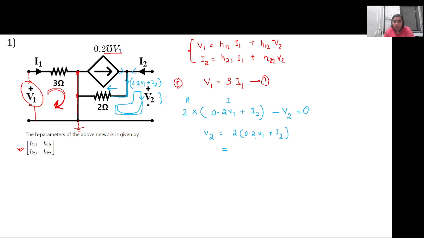So this is 0.4 V1 plus 2 I2. Now from equation 1 we can replace the value of V1. So V1 is equal to 3 I1, so it is 0.4 into 3 I1 plus 2 I2. So this is 1.2 I1 plus 2 I2. This is V2, so V2 can be expressed in terms of I1 and I2.